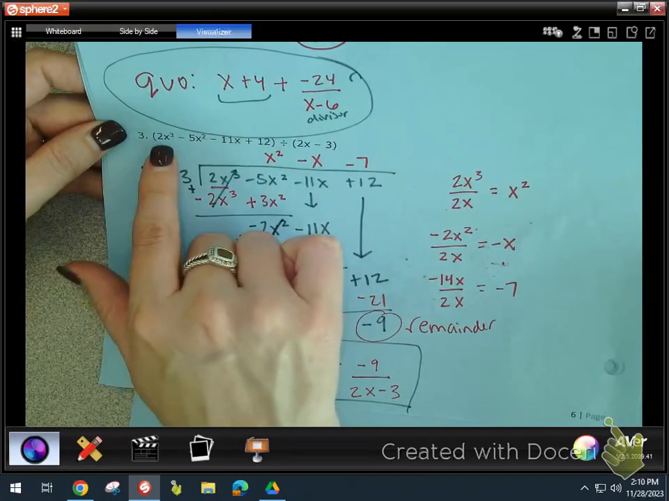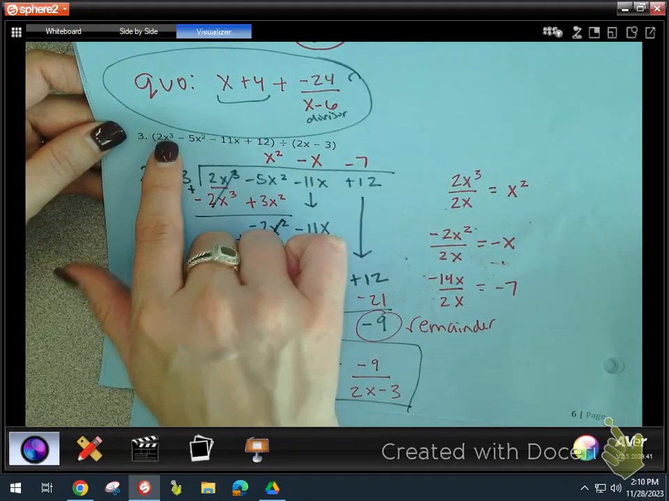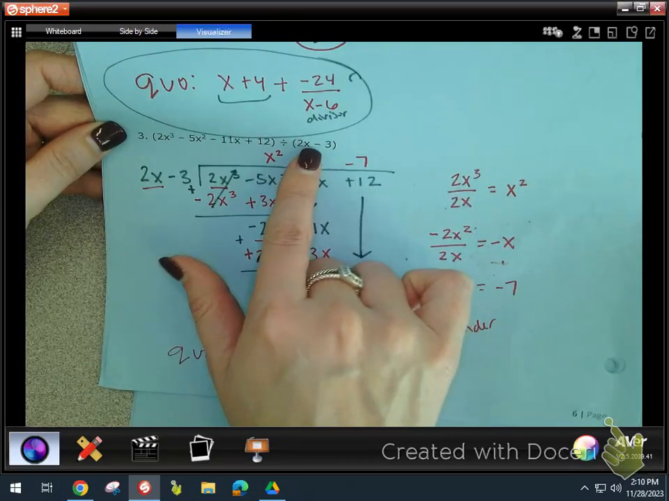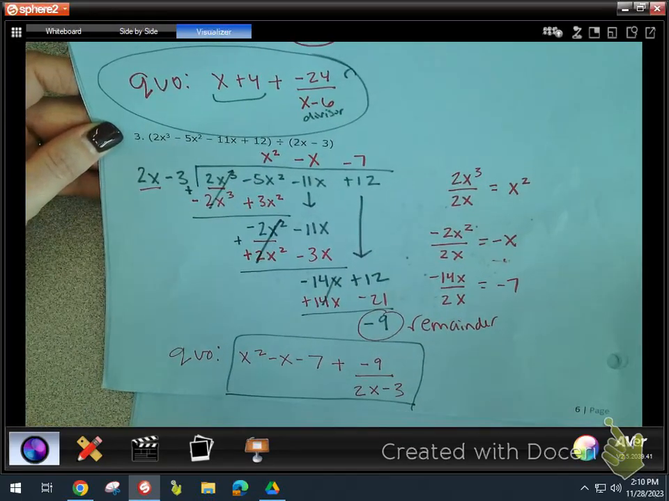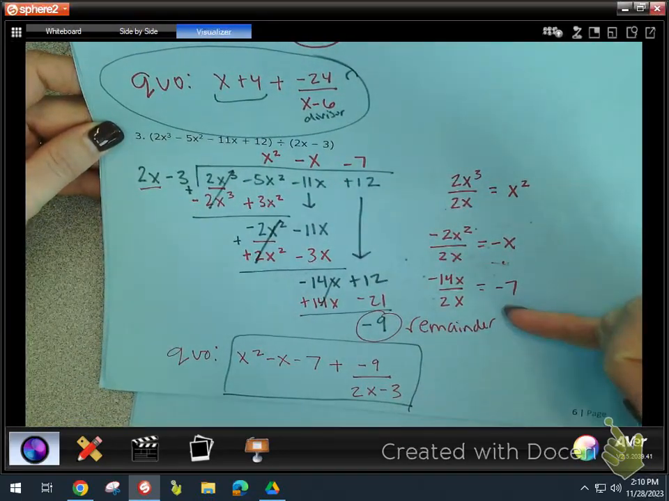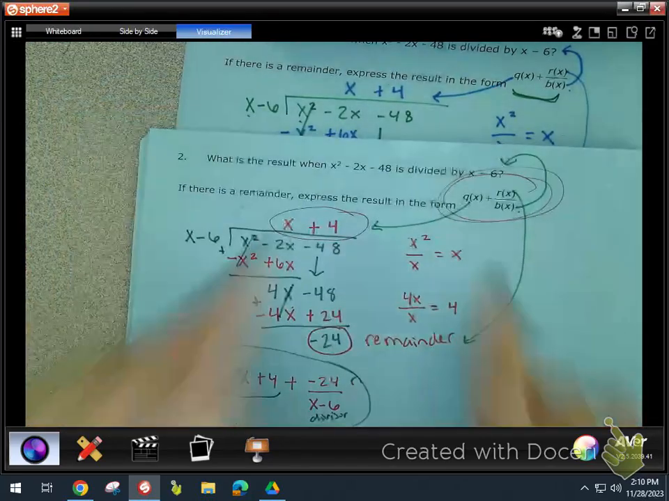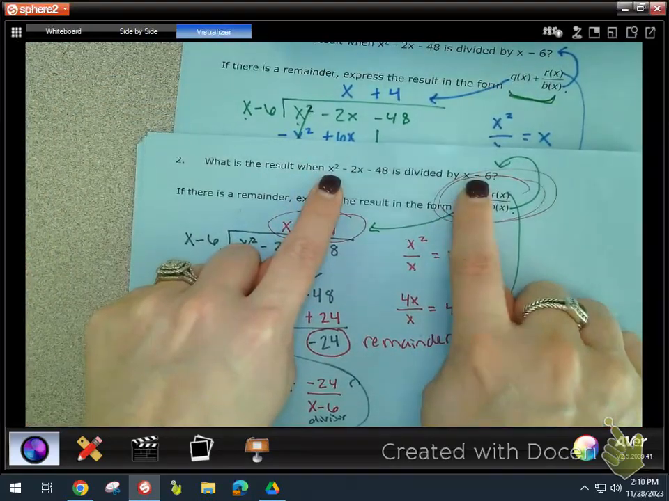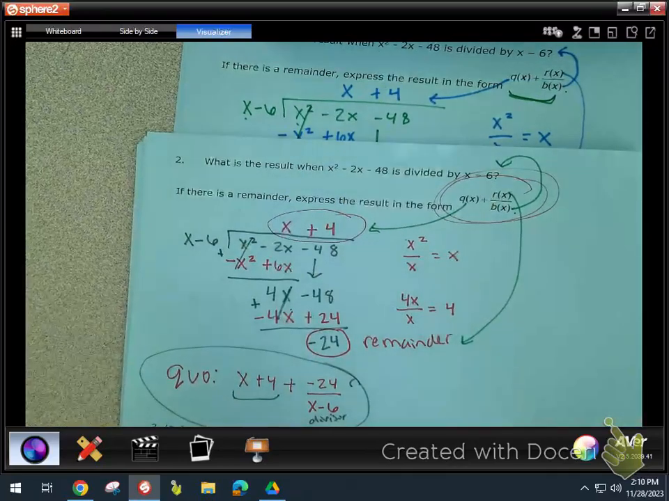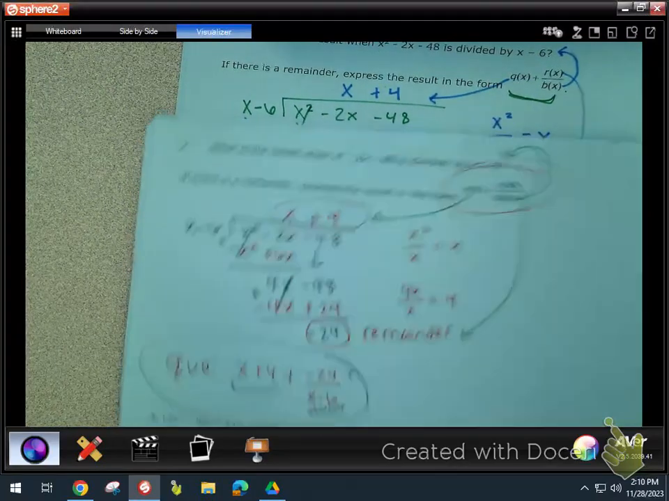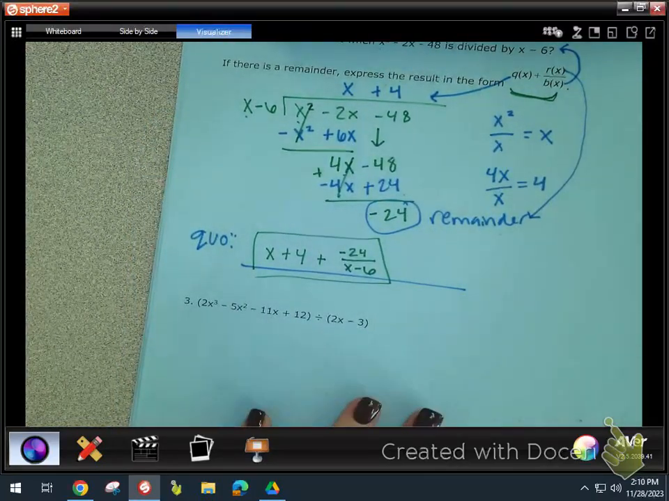In number 3, we had a degree 3 divided by a degree 1. Those are 2 apart, which means I'm going to have more steps here. The ones we did before, you were dividing a degree 2 by a degree 1. So those are going to be fewer steps the closer they are. It just gives you an idea of what's going on.